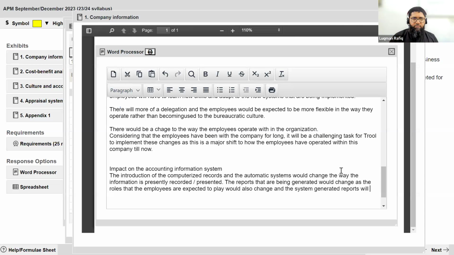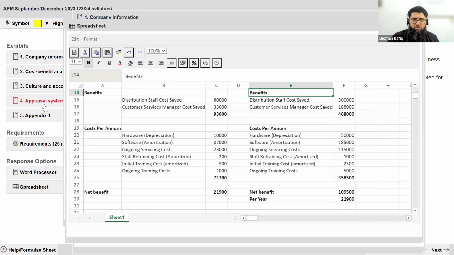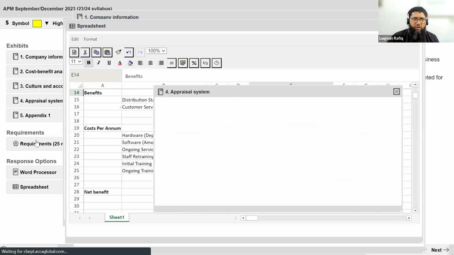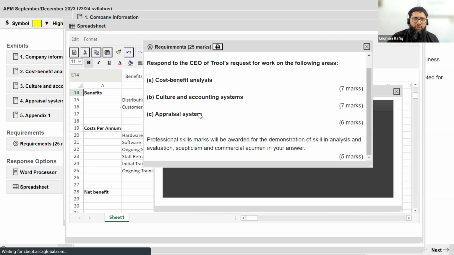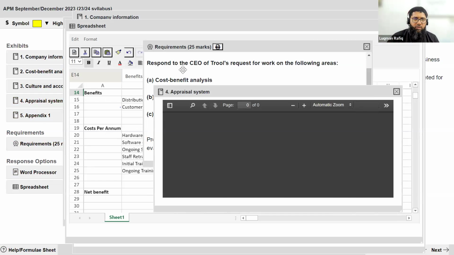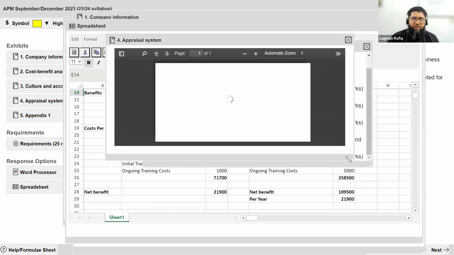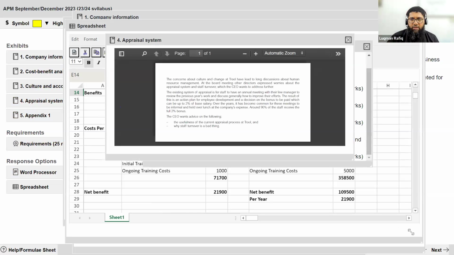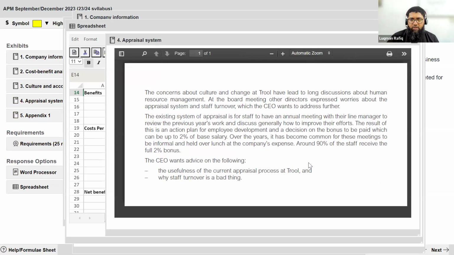So there is going to be a cultural change, and there is going to be an impact on the information system. Everything is going to change once you implement this BPR project across the organization. Right? Now, lastly, what's the third requirement? Requirement number 3 was the appraisal system. Now, what is he asking with respect to the appraisal system? Can you just go through this area that I'm going to start discussing with you? Can you just go through it, please?